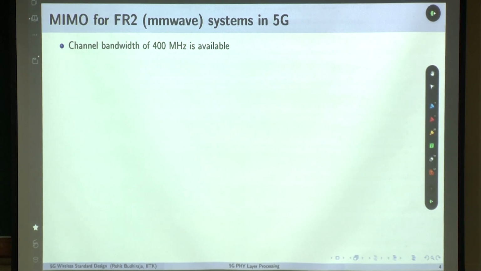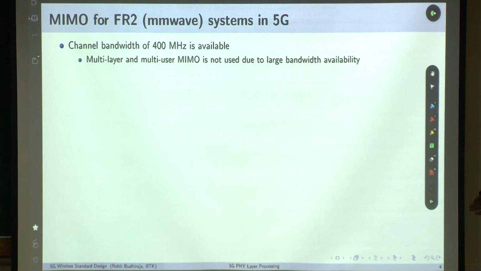Now, having seen this, let's come to FR2, which is also known as millimeter wave. A channel bandwidth of 400 megahertz is available, at minimum. There is a maximum of 400 megahertz, but typically each operator gets 400 megahertz for a millimeter wave system.